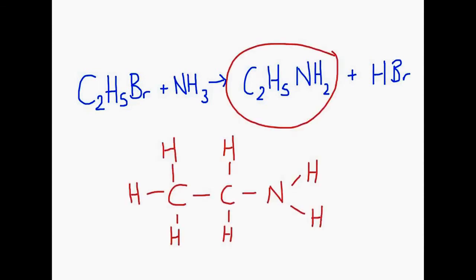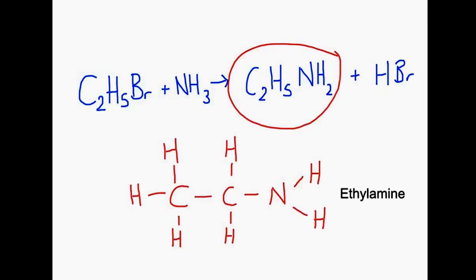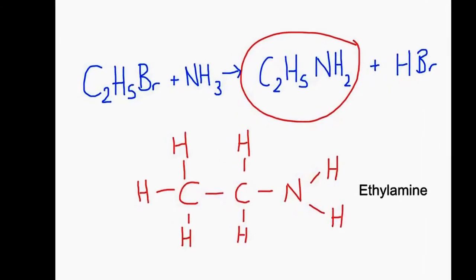This is the structure of what would form, just so you can see, as it's quite an unfamiliar compound at AS level. The name of this compound would be ethylamine. So the amine is the NH2 group at the end, ethylamine simply because it has two carbons.